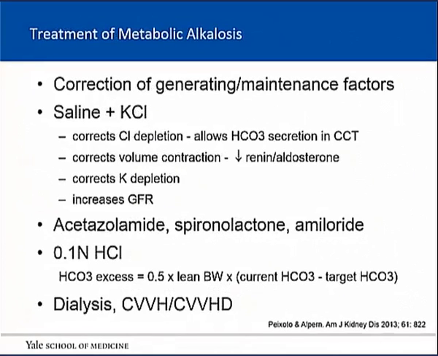So the way we treat it is by correcting those maintaining factors. And you can do that in someone who's volume depleted by replacing saline, in someone who's hypokalemic by replacing potassium. If someone is volume overloaded, you have freedom to dump bicarbonate, and you do that with acetazolamide, or you can also do that a little less efficiently with spironolactone or amiloride, but since this guy had heart failure, spironolactone would be particularly useful because of the other benefits that go beyond his alkalosis. Or you can give acid, or you can finally dialyze the patient with a low bicarbonate bath.